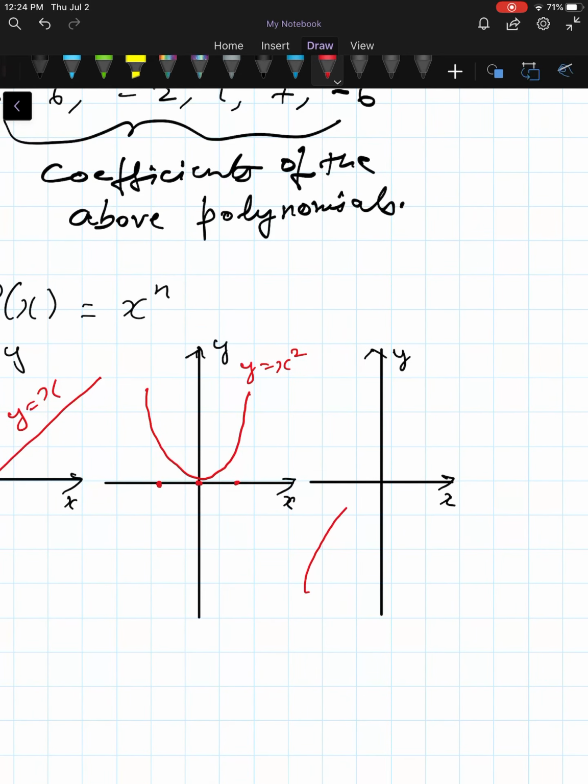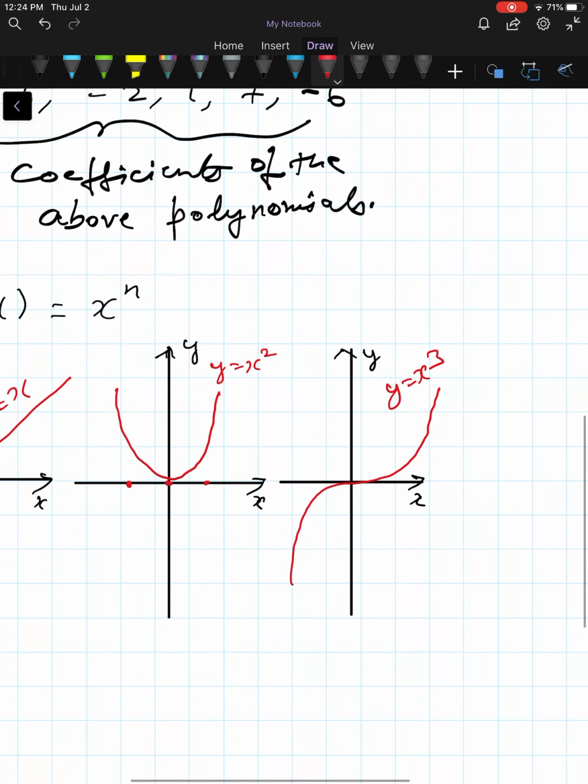Then you have y equals x cube, which looks like this. The same thing continues with y equals x to the power of 4. It will be very similar to the x squared graph, but a little wider, as if it is stretched. And even y equals x to the power of 5, that is, an odd power, looks the same way as x cube, but as if it is stretched along the y-axis.